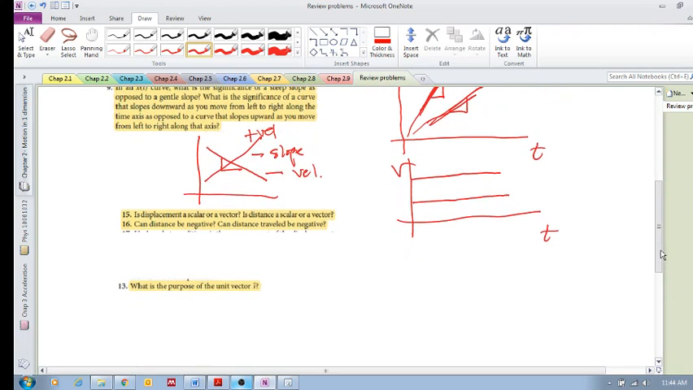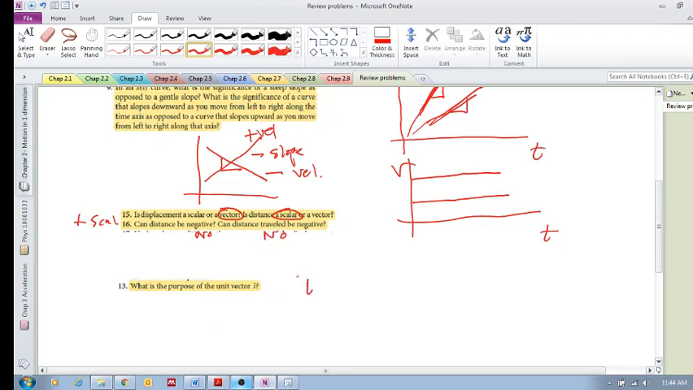Okay, what's next? Is displacement a scalar or a vector? We know displacement is a vector. Distance, scalar or vector? Distance we know is a scalar. Can distance be negative? No, because it's always a positive scalar. Can distance traveled be negative? No. What is the purpose of a unit vector?